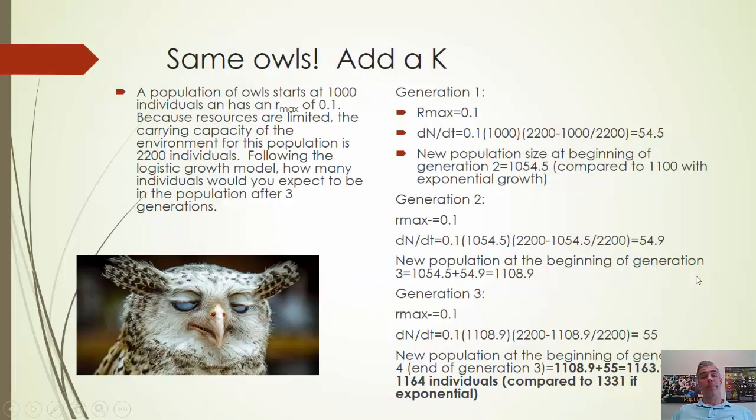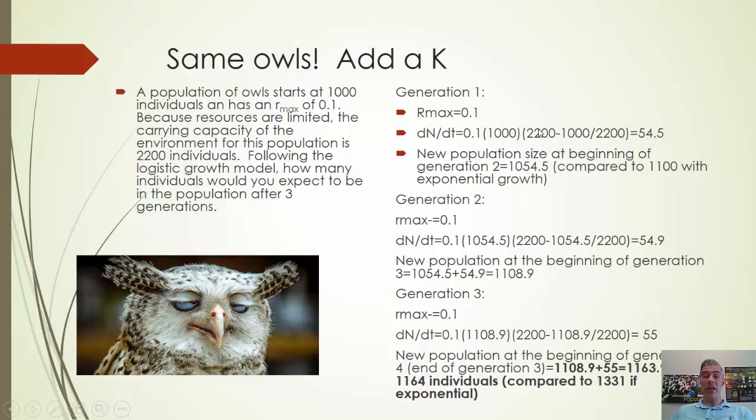Okay, now we're going to have the same owls, but now we're going to add a carrying capacity. Same individuals. We're going to keep an R max of 0.1, with 1,000 individuals to start. So our R max is 0.1, and we multiply it by 1,000. But now we have to add the carrying capacity component, the k minus n over k. In this case, the carrying capacity is 2,200 individuals. We're going to do the same 3 generations. So you take 2,200 minus 1,000 divided by 2,200, and notice you get 54.5 individuals.